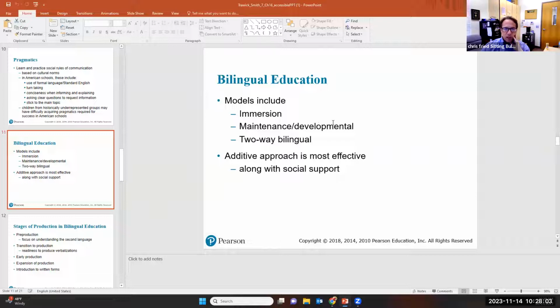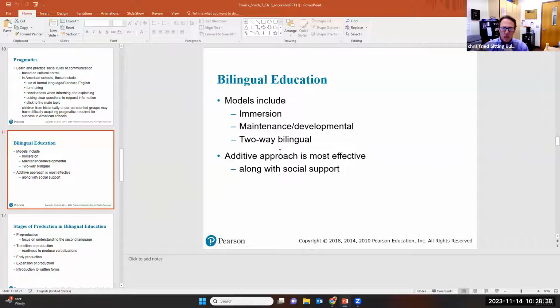You have the maintenance or developmental model, which is more along the lines of kids who do not speak the language spoken at school, and are working on developing that new language as quickly as possible. Two-way bilingual would be a school where multiple languages are spoken, and multiple languages are being developed and taught. The additive approach is the most effective, along with social support.